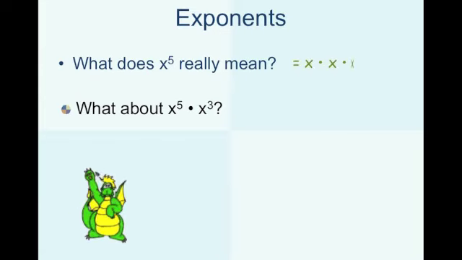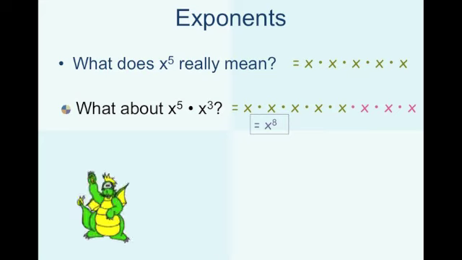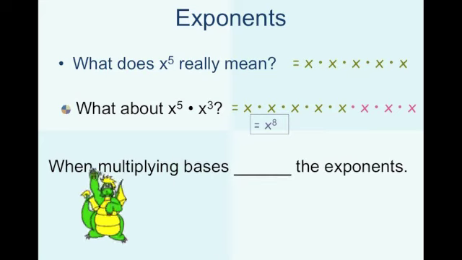Well, x to the fifth really means x times x times x times x times x. And x to the fifth times x to the third means x times x times x times x times x times x times x times x, which in reality is x to the eighth. What this means is when we multiply bases, we add the exponents.